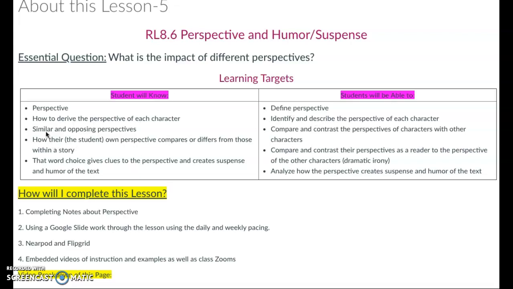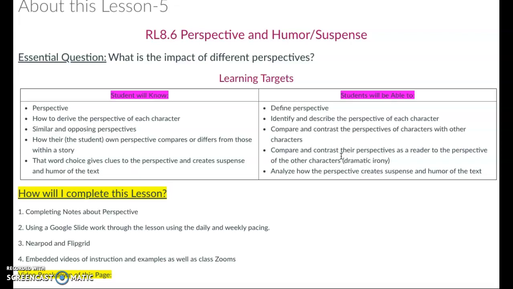So we need to be able to identify similar and opposing perspectives, and with that means that we have to be able to contrast and compare the perspectives of the characters with other characters in the text. That's the only way we'll know if they're similar or opposing, is being able to compare them. And then, of course, we need to be able to compare our own perspective to that of the characters.